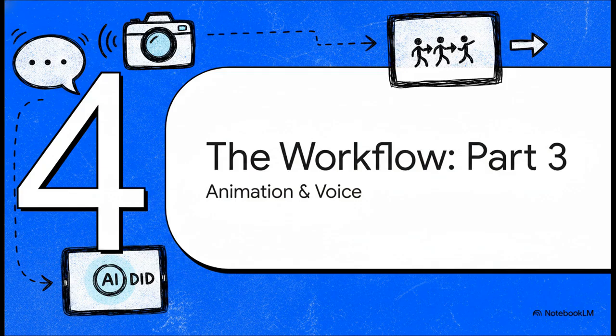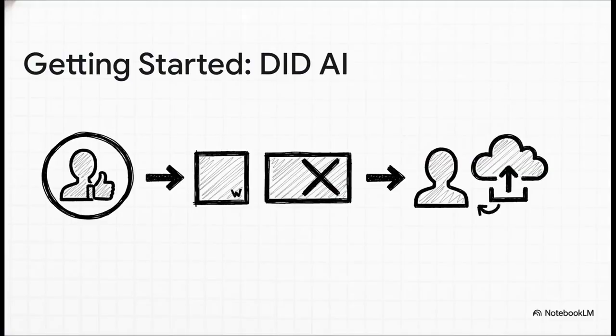All right, we've got our script, we've got our perfect image. Now it's time for the magic trick, bringing that static picture to life. For this final step, we're going to use an app called D-ID AI, and it's going to do all the heavy lifting for us. Getting set up is super fast. You just create a free account and it gives you some daily credits, which is more than enough to play around with.